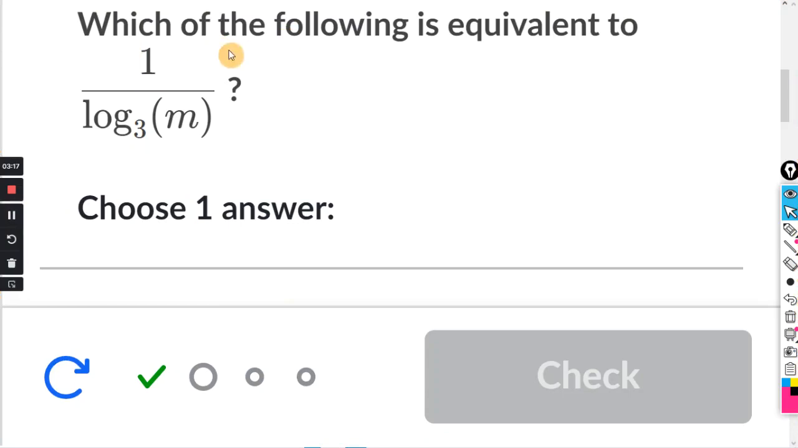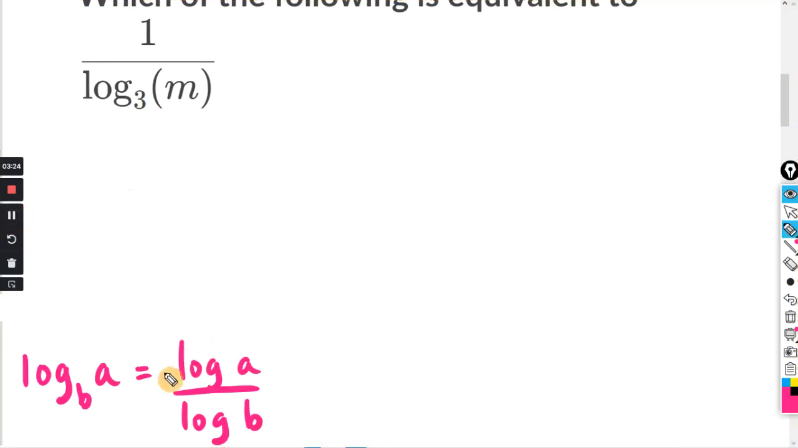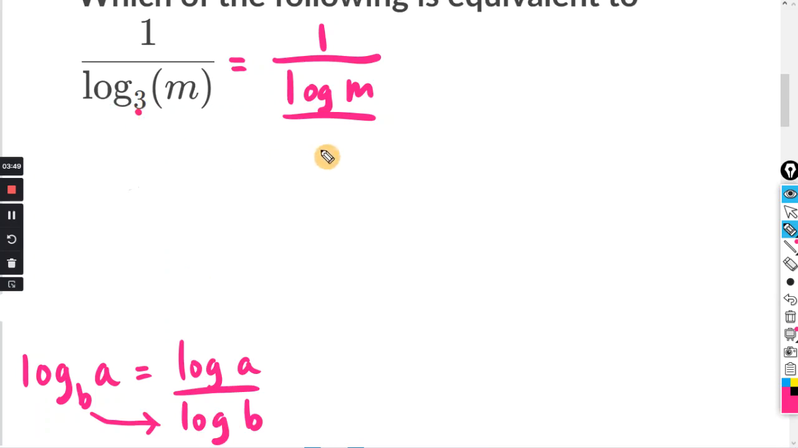All right, which of the following is equivalent to 1 over log base 3 of m? I'm going to start by applying my change of base rule just to see what happens. We have a 1 in the numerator, and applying the change of base rule to this, the log of the argument goes in the numerator, so that's going to be log of m. And the log of the base goes in the denominator, so that's going to be log of 3.